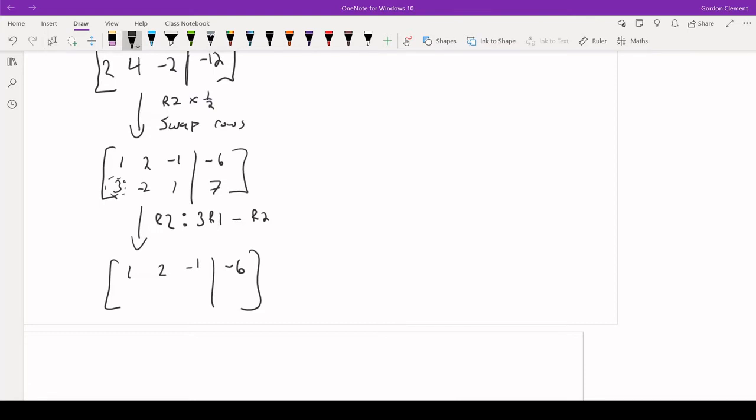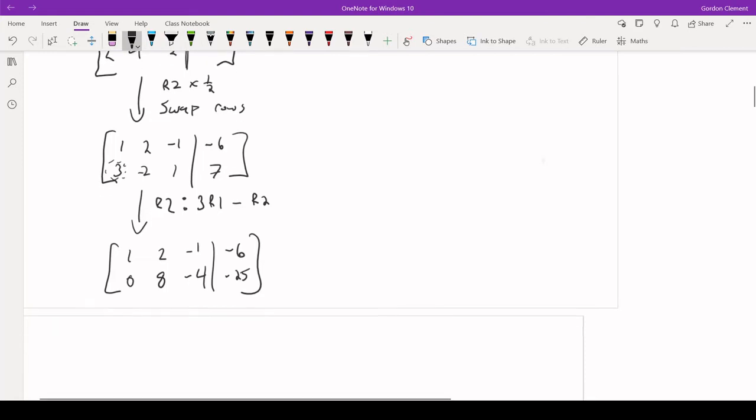So I'm going to go through and make sure I'm doing it right. 3 times row 1, so that would be a 3 in the start. 3 take away 3 would give me the 0 there. That's good. 3 times the first row would be 6. I'm subtracting -2. I'm going to get an 8 here. 3 times row 1 would be -3. I'm subtracting 1 more. I'm going to get -4. 3 times row 1 is -18. I'm subtracting the 7. So I'm going to get -25, I believe, there. So that's sort of 1 in the top, then 0 below.